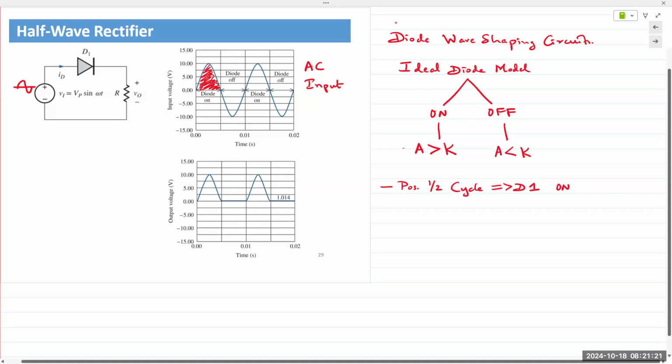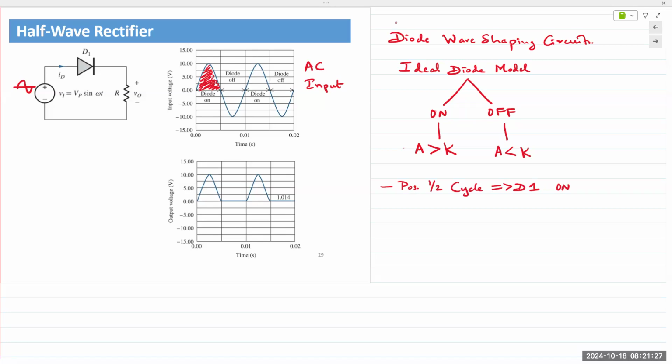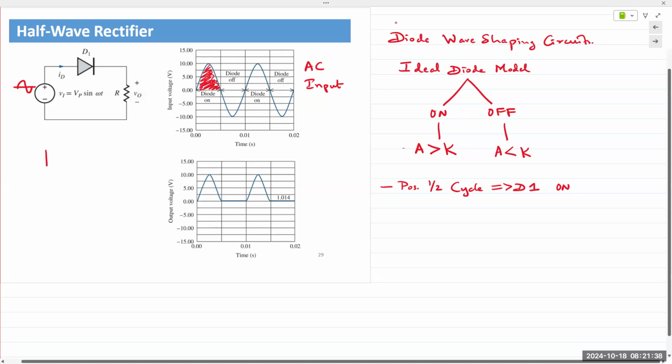And if it's conducting, it is essentially allowing everything that is coming through and passing it through to the output exactly as it is, no modification, right? Ideal diode, meaning it's a short circuit. If it's a short circuit, then the positive half cycle is going to allow whatever value is coming through to proceed to the output without any modification. So V out would be equal to V in. And this is the positive half cycle, positive half.